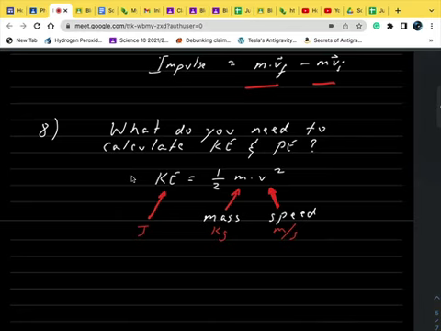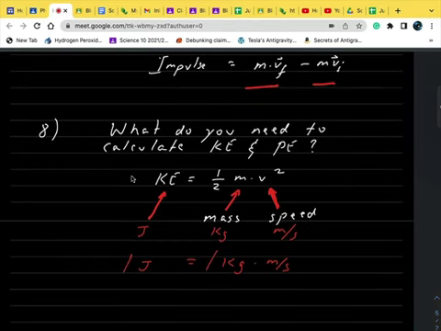So what do we get out of this? We get joules in terms of units. Joules is equal to kilograms times meters per second. Those are equivalent units. So 1 joule is equal to 1 kilogram meters per second. Then square this. Don't forget to square it. I almost forgot that. It's kilograms times meters per second, all squared.